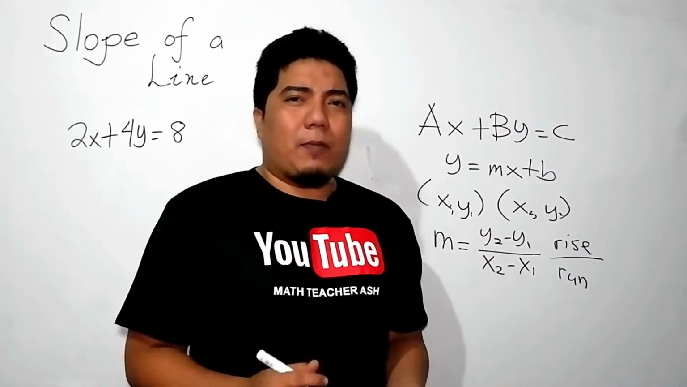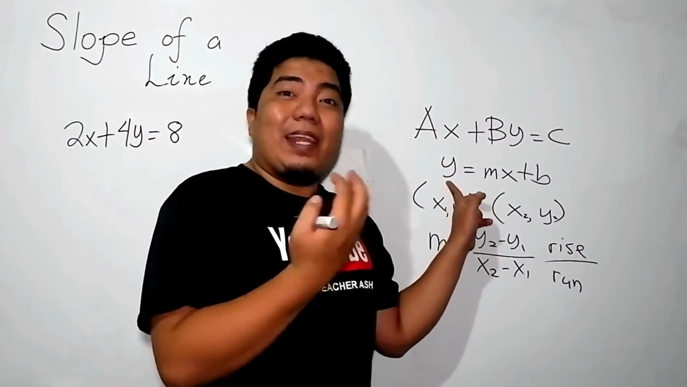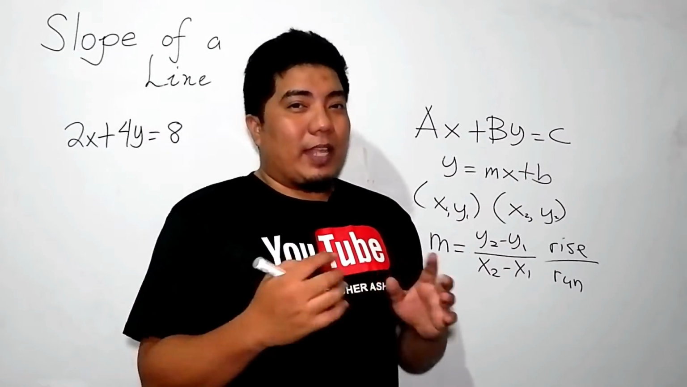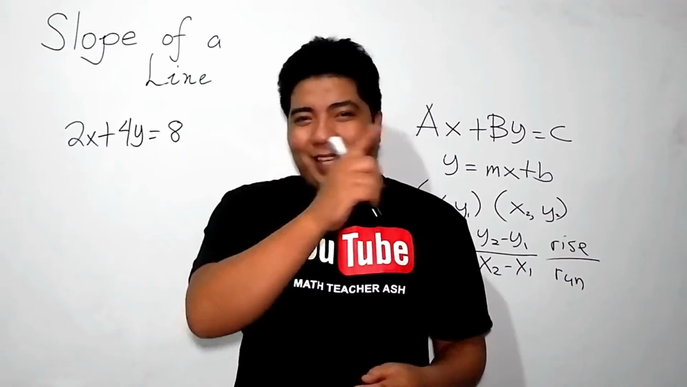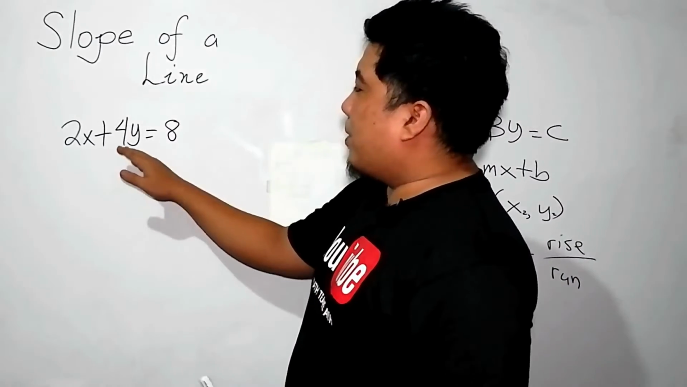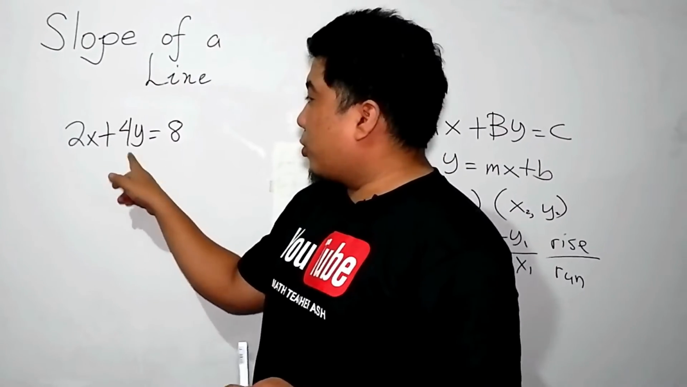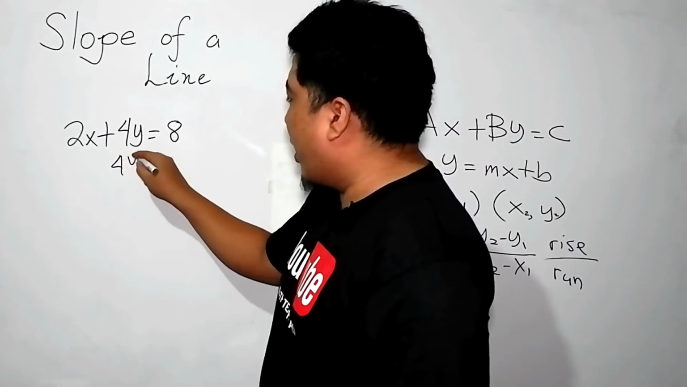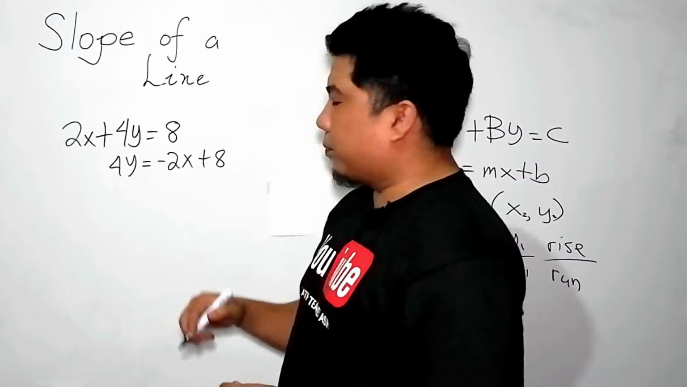How do we do this? Technically, the idea is very simple. You will leave your y variable to the left side of the equation. Then, you just transpose everything on the right side. How do we do that? Here it is. 2x plus 4y is equal to 8. So, here is our y variable. So, therefore, this one will be transposed to the other. So, that is 4y is equal to negative 2x plus 8.